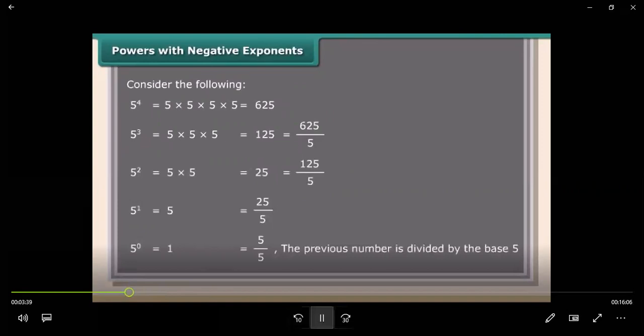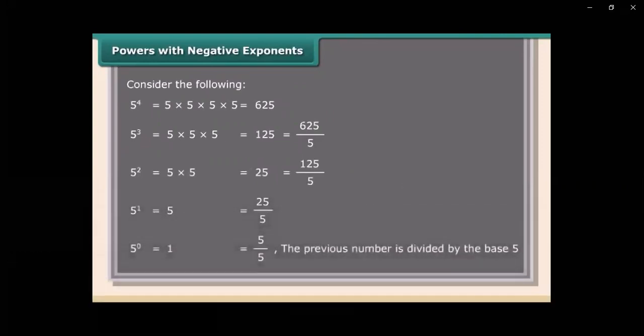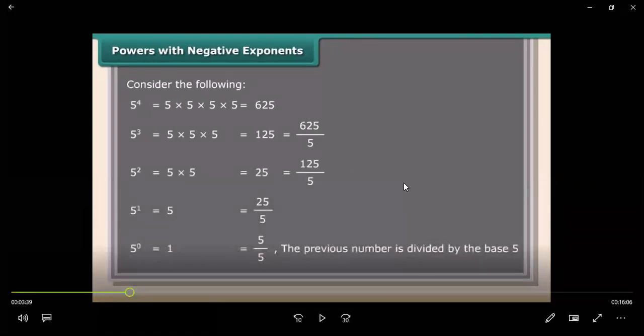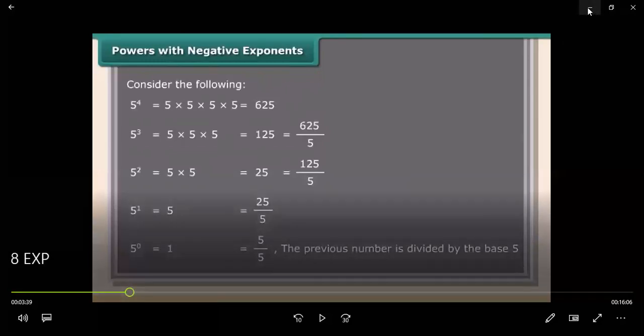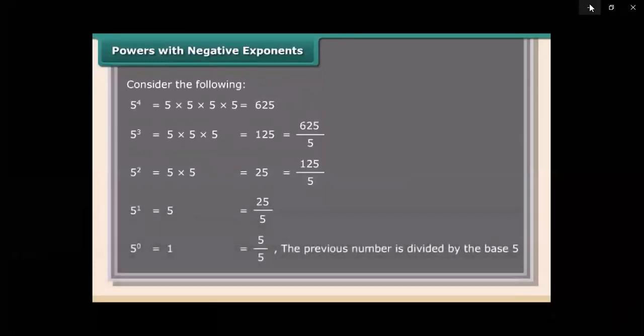So based on this pattern, we can write that 5 raised to the power 2 can be represented as 25, or 125 by 5. Similarly, 5 raised to the power 1 is nothing but 5, that's equal to 25 by 5. And 5 raised to the power 0 is 1, because any number or any base having a power 0 will always be 1. So in that case, we can represent it as 5 by 5. Okay. So the previous number is divided by the base 5.